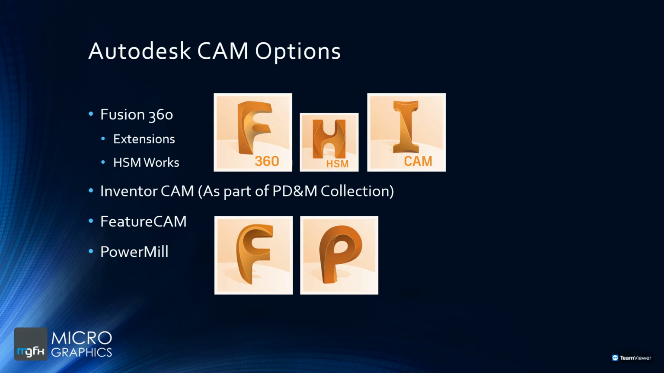The next option is Inventor CAM, that is purchased as part of the product design and manufacturing collection. It integrates CAM functionality directly into Inventor, so you can design inside of Inventor and then change the environment to the CAM environment and continue on with your CAM programming. Then the last two that we'll look at are FeatureCAM and PowerMill. These are two standalone CAM packages, and you would generally import a completed part design into these before you start your CAM programming.